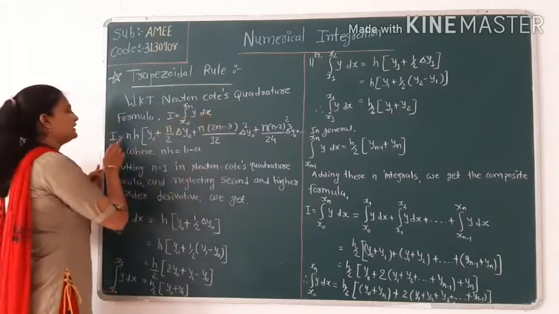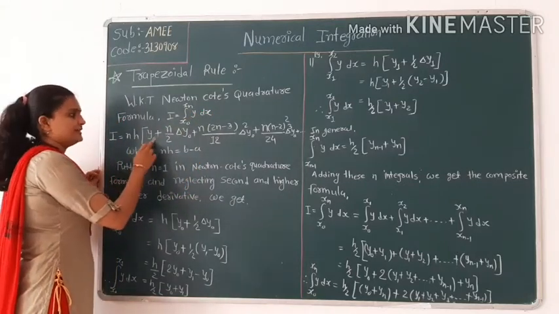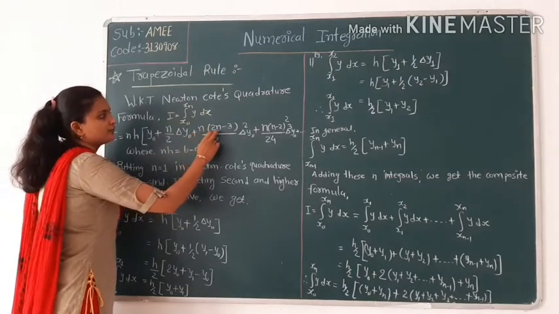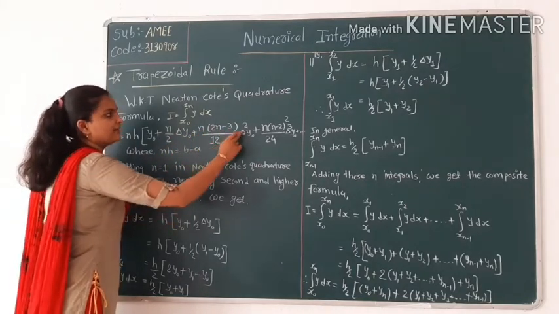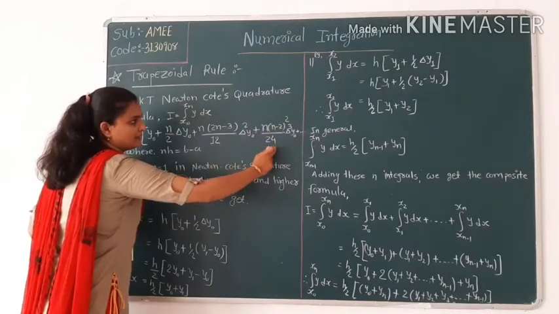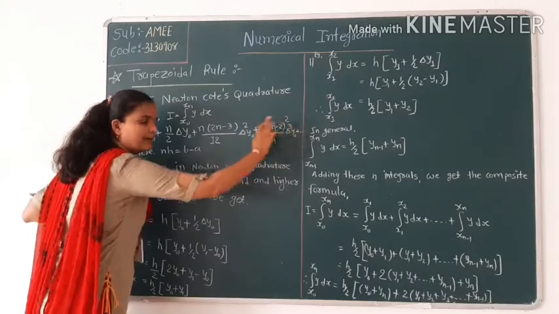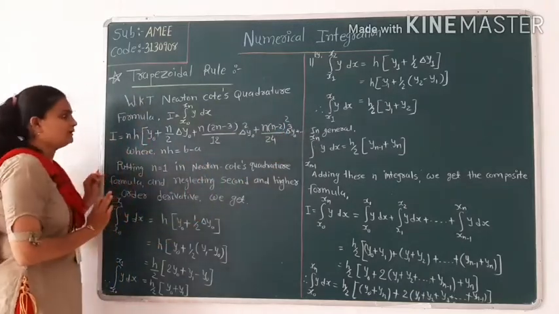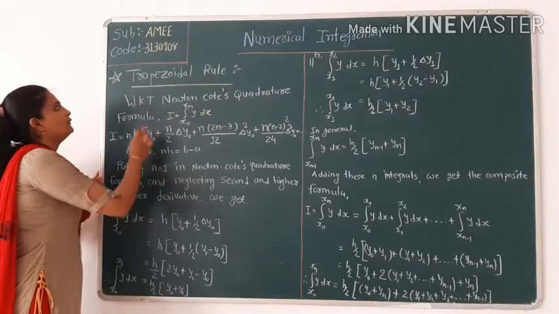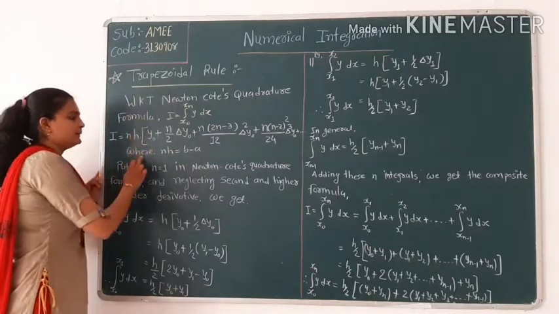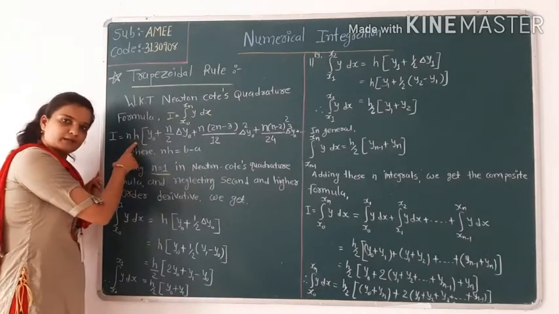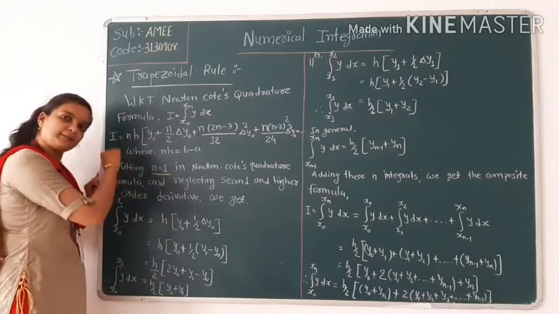y dx equals nh [y0 plus n by 2 delta y0 plus n(2n minus 3) by 12 delta square y0 plus (n minus 2) square by 24 delta cube y0 and so on], where nh equals b minus a. Now, for the trapezoidal rule, we put n equals 1 in this Newton's Cotes quadrature formula and derive the trapezoidal rule.